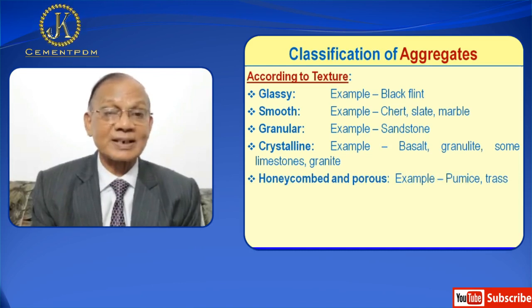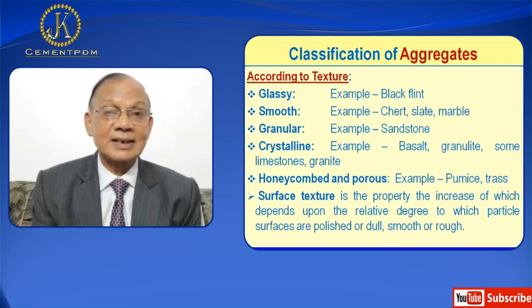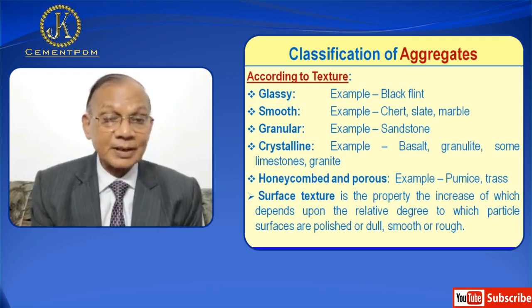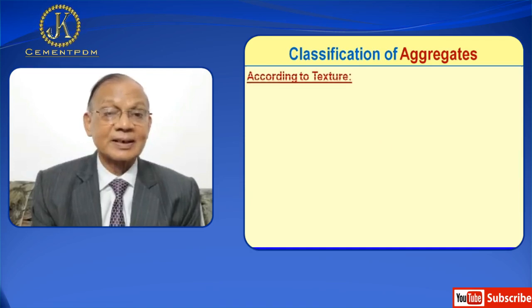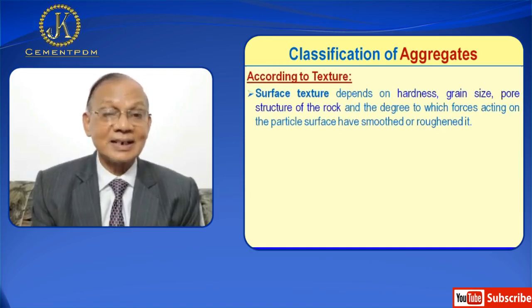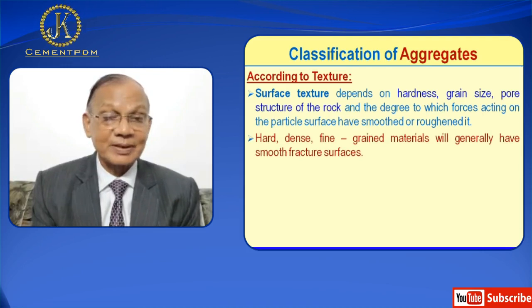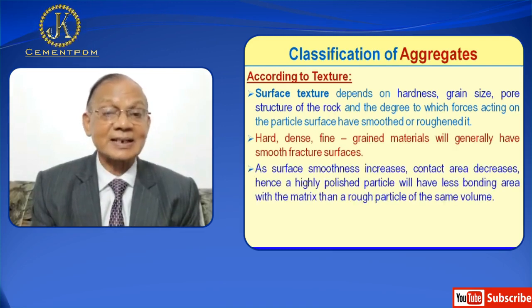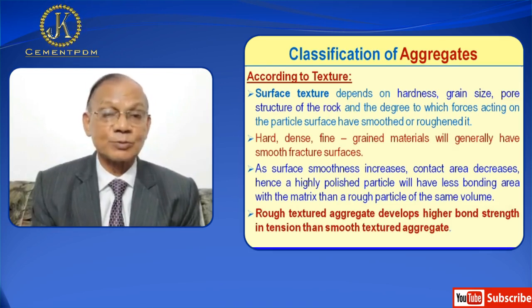Surface texture is the property, the measure of which depends upon the relative degree to which particle surfaces are polished or dull, smooth or rough. Surface texture depends on hardness, grain size, pore structure of the rock, and the degree to which forces acting on the particle surface have smoothened or roughened it. Hard, dense, fine-grained materials will generally have smooth fracture surfaces. As surface smoothness increases, contact area decreases. Hence, a highly polished particle will have less bonding area with the matrix than a rough particle of the same form. Rough textured aggregate develops higher bond strength in tension than smooth texture aggregate.